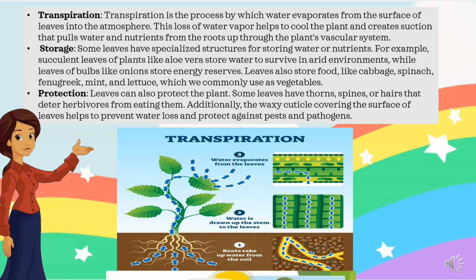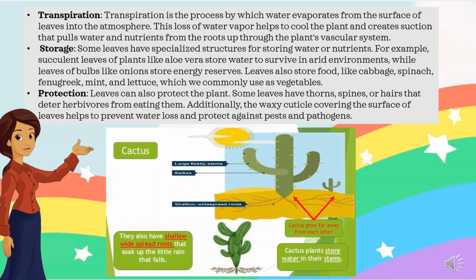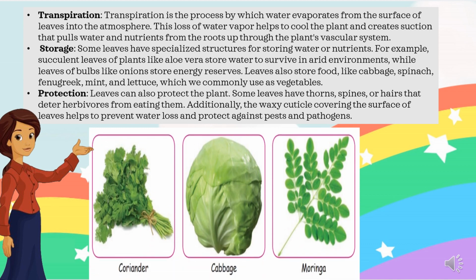Some leaves have unique storage structures, such as succulent leaves that store water or bulbous leaves that store energy reserves. They act like the leaf's pantry, storing extra supplies for when they're needed. Additionally, certain leaves store food, like cabbage, spinach, fenugreek, mint, and lettuce, which we commonly use as vegetables.